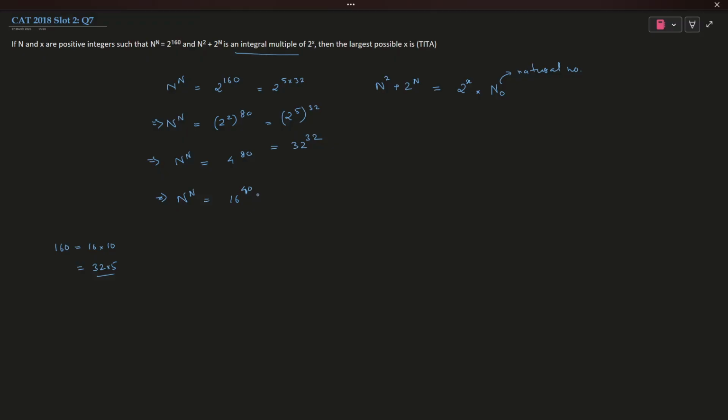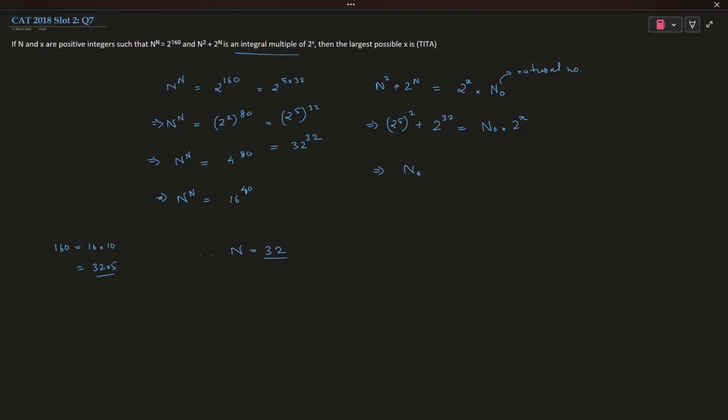Now it is in the form of n to the power of n. So therefore n is equal to 32 guys. So 32 square plus 2 to the power of 32. This can be written as n is 32. So 2 to the power of 5 whole square plus 2 to the power of 32 is equal to some natural number multiplied by 2 to the power of x.